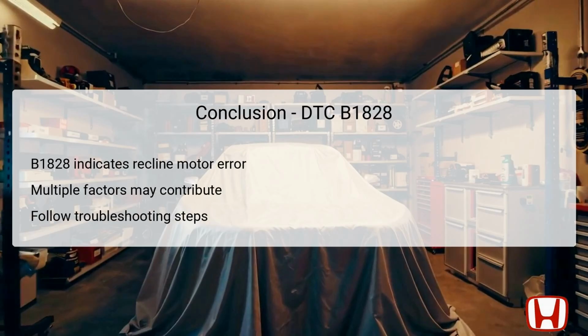In conclusion, DTC B1828 signals a driver's seat recline motor pulse error that requires proper troubleshooting to ensure the functionality of the driver's seat. The several possible causes, such as faulty motors, wiring issues, and control unit failures, highlight the complexity of diagnosing power seat problems. The step-by-step troubleshooting process provides a systematic approach to identifying and rectifying these issues effectively. Lastly, implementing regular preventive maintenance practices can contribute to the long-term reliability of the power seat systems.